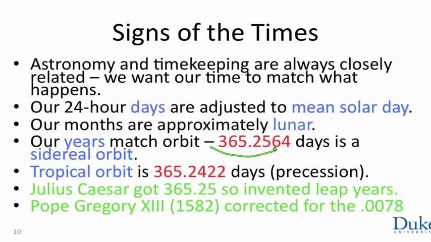This is called the tropical orbit. The mean time between solstice and solstice is 365.2422 days. Remember that the precession is very slow, takes 26,000 years, so it's not a big effect over a year, but it does make the mean tropical year a bit shorter than 365 and a quarter days. This was understood in the 16th century and led to the correction from the Julian to the Gregorian calendar.